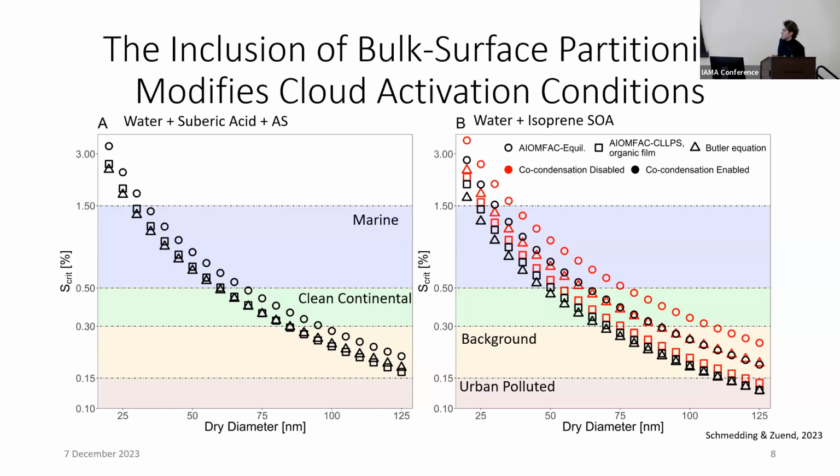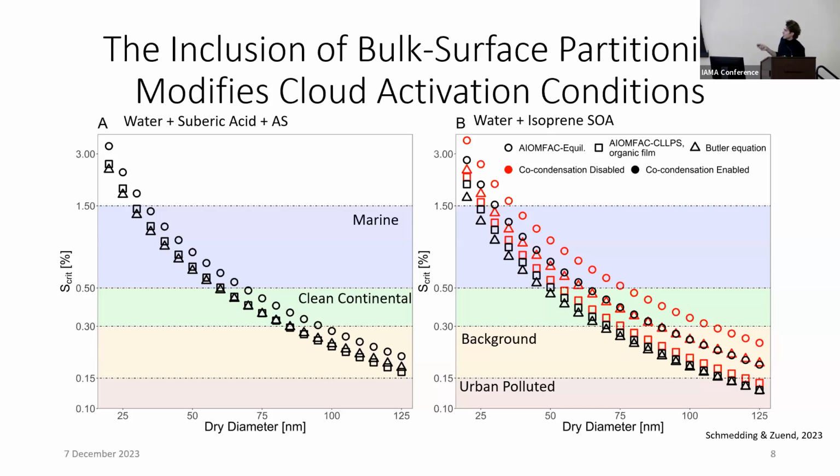And then the IAMFAC equilibrium circle here is a weighted average of their component surface tensions based on their volume fractions. So we see for this water suberic acid ammonium sulfate system here on the left, figure A, if you do the weighted average, you overpredict your critical supersaturations. And then if you use the Butler equation or the organic film, they're in better agreement in general, but they lead to lower critical supersaturations.